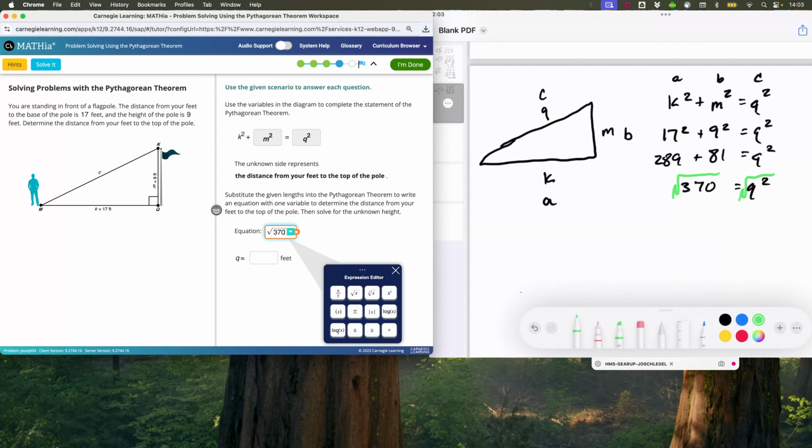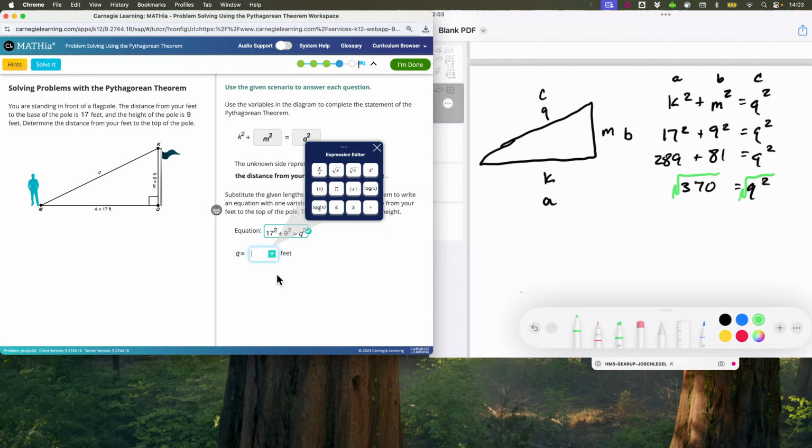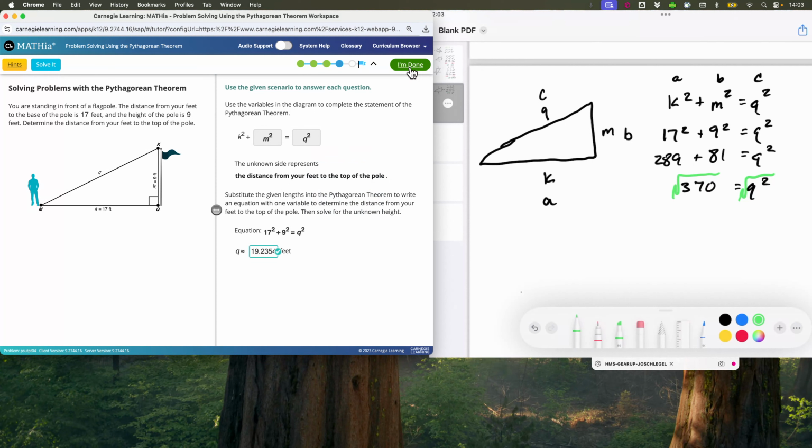Something's wrong. Let me pause and figure out what I did wrong. Oh, it's looking for an equation, not an answer. Getting ahead of myself. So our equation was 17 squared plus 9 squared equals q squared. So now square root of 370. Alright.